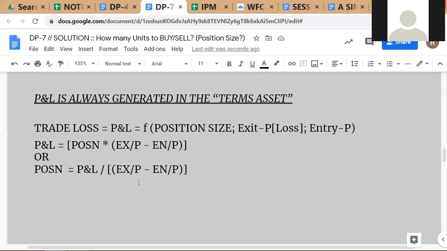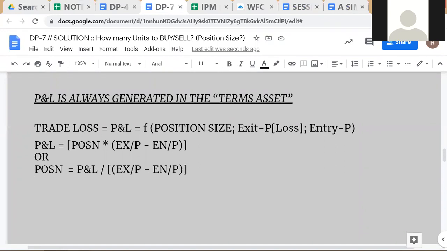This is your anticipatory plan, what we call ex ante position size modeling. Ex ante means before the trade. So this is fine. We have position is equal to PNL divided by exit minus entry.